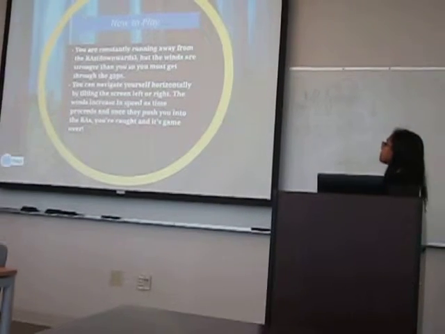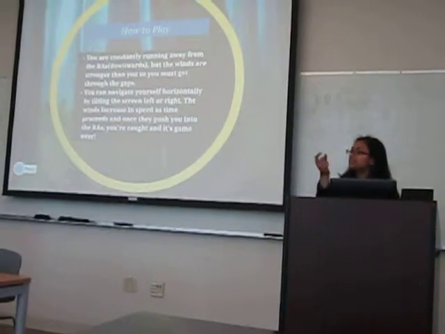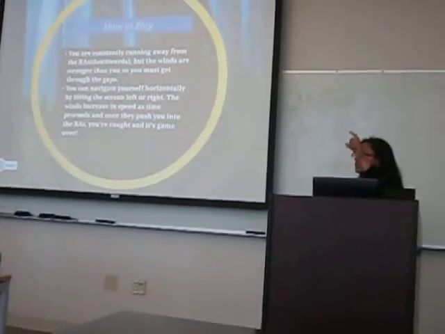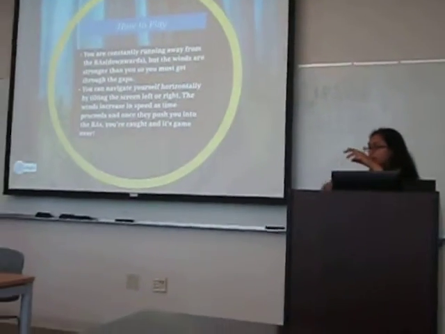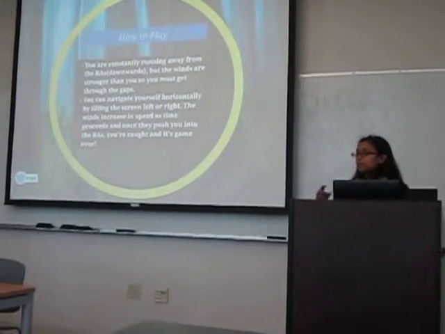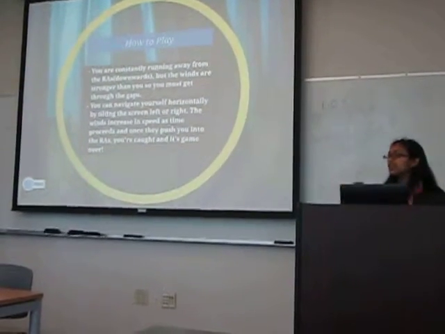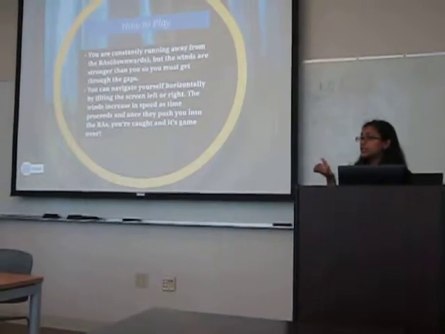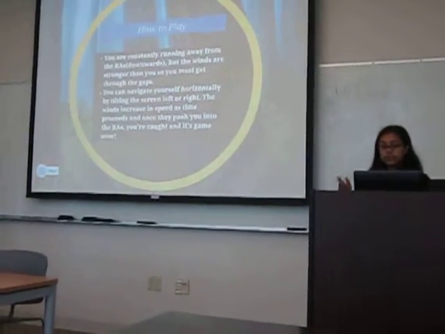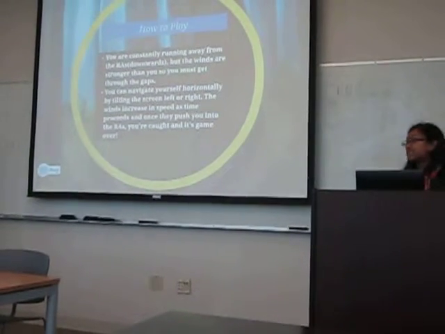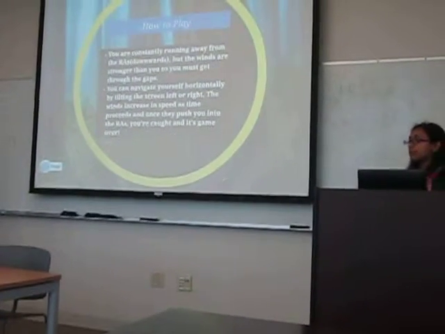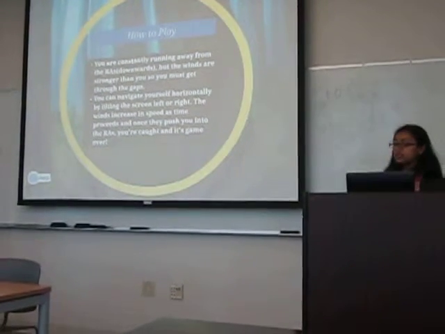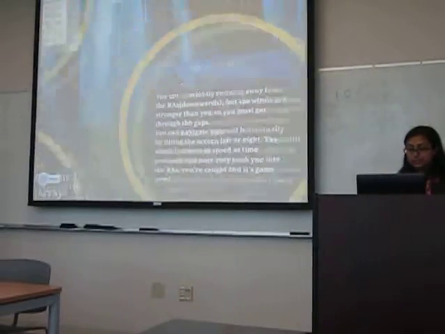So how you play is you are basically a sprite or a ball, and you're constantly coming down. The RAs are at the top of the screen. Because the winds are coming, if you hit a wind, you'll start moving with the wind. But to get through the gaps between the winds, you're going to have to tilt your screen left and right and then get through the hole. And as time progresses, the winds get faster, so the game gets harder and harder. Once you run into the RAs again, you're caught, so you lose.